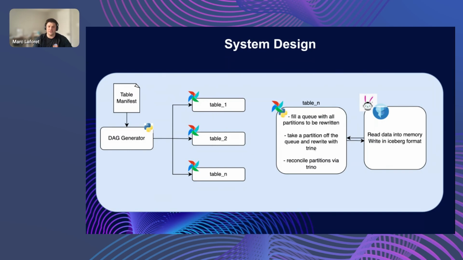If we blow up what one DAG actually looked like, it had three basic steps. It filled a queue with all the partitions to be rewritten. Then we had a worker process that would take a partition off the queue and rewrite that data using Trino. We would then reconcile the partitions using Trino as well. So we would do counts between our old and our new data. If they didn't match, we would drop that partition and try again. Basically, what Trino is doing is reading data into memory and then writing it down in Iceberg format.